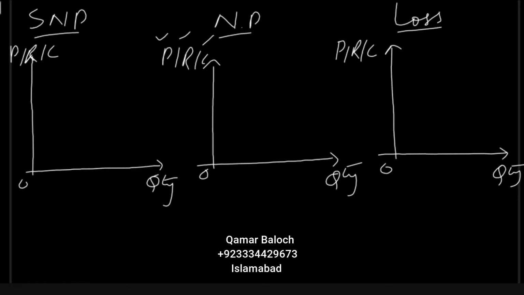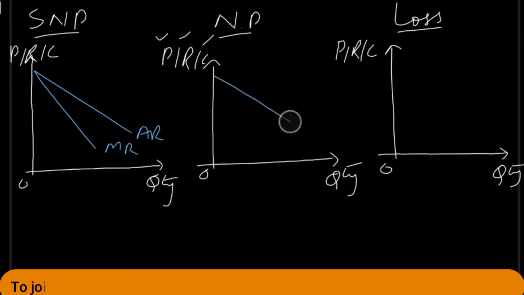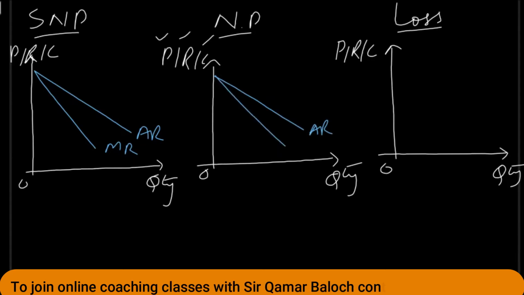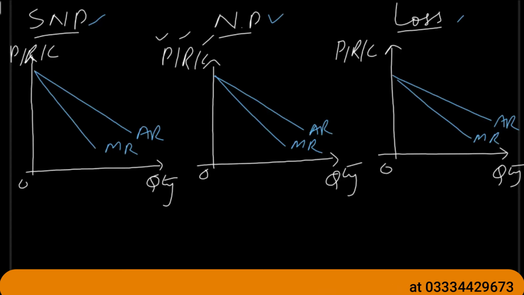Now we have to draw the average revenue and marginal revenue curves. Average revenue is negatively sloped, and marginal revenue is the shadow of average revenue. So we will repeat the same process in each graph, whether we are making a graph for supernormal profit, normal profit, or loss. We have to draw the average revenue curve and the marginal revenue curve. Marginal revenue is always the shadow of average revenue.